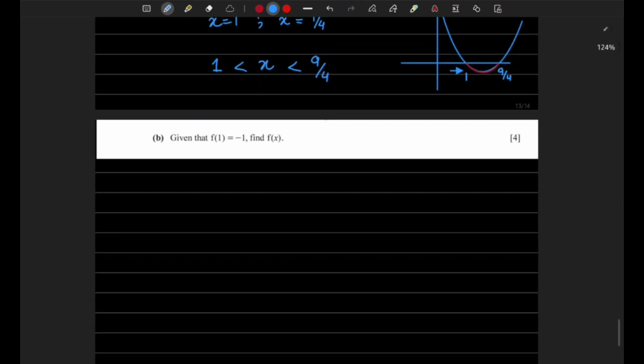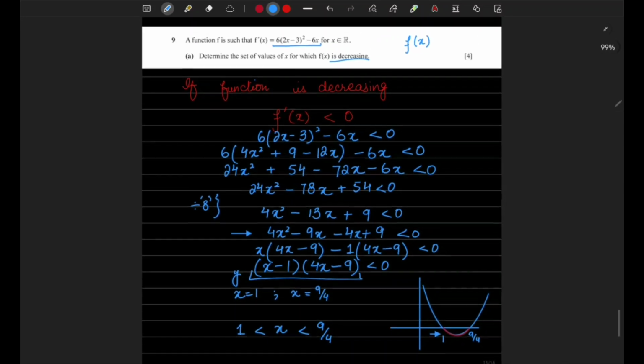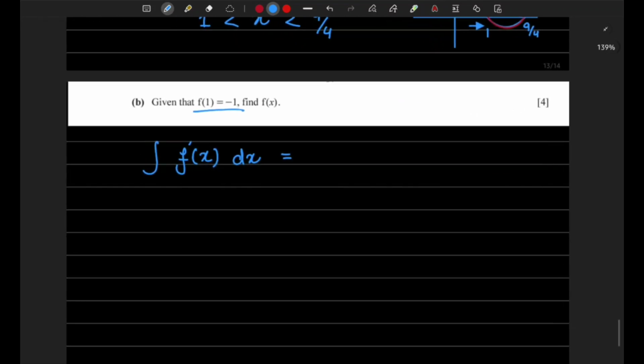Now part B says, given that f of 1 is minus 1, find f of x. So what do we need to find? First f of x, for which they have given you this value. How can you find f of x from f dash of x? We need to integrate, because the opposite of derivative is integration. So let's integrate the derivative, and we'll get the function. The derivative is 6 times (2x minus 3) squared minus 6x.